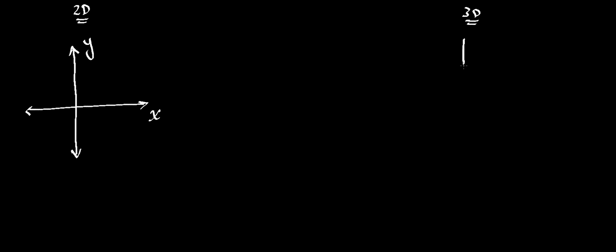So first, let me show you the difference between 2D and 3D in terms of sketching functions and equations. Say this is 2D over here, 3D over here. So in 2D we just have two dimensions. We have the x-axis and the y-axis. In 3D we have three dimensions. This is the x-axis, this is the y-axis, and this is the z-axis.